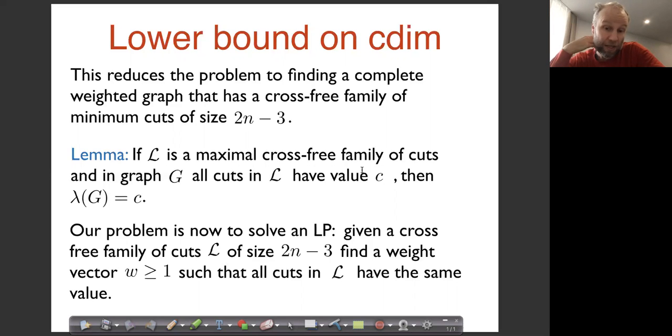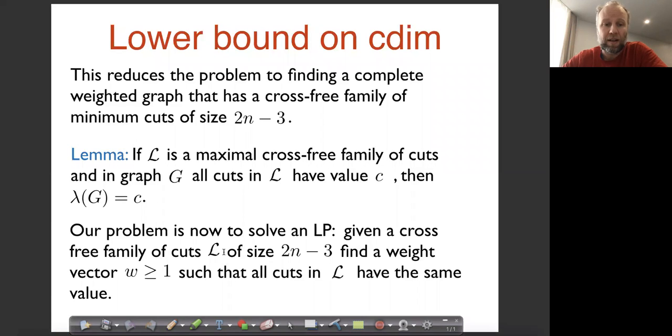So this turns the problem into a linear program. You want to find a weighting which is at least 1, and this weighting satisfies a linear system of equations, which is basically that the weight of all the cuts in your cross-free family have the same value.